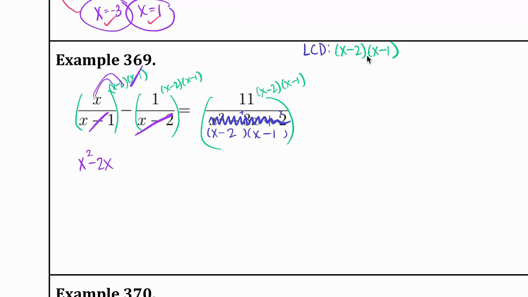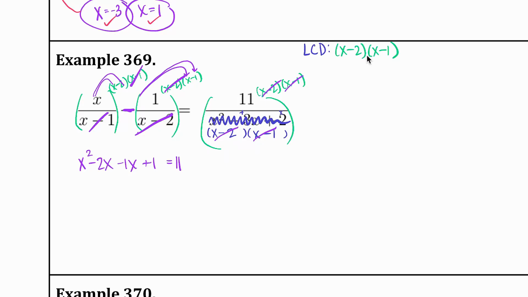This and this cancel. Be careful here though, we're distributing, this is a minus 1, so minus 1 times x is negative 1x. Minus 1 times negative 1 is plus 1. Both of these are going to cancel with both of those, equals 11.